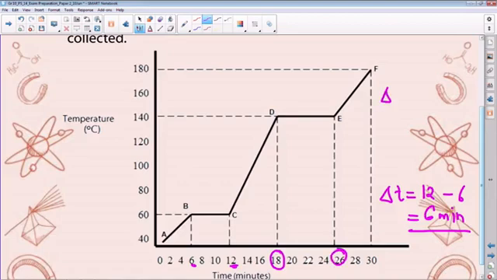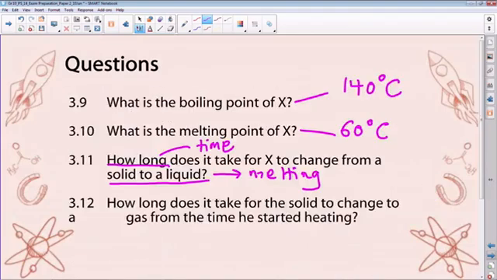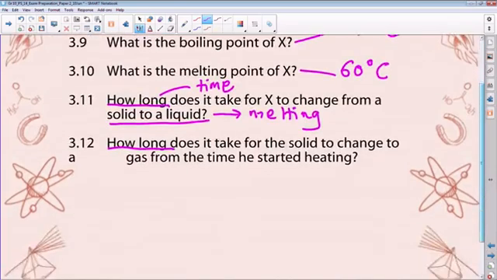So delta T for boiling took place between 26 and 18. In this case, what do we get? 26 minus 18 is 8. It took 8 minutes. It was a bit longer. So that said, we are now in a position to ask how long it takes for the solid to change. I think we've also attempted that.